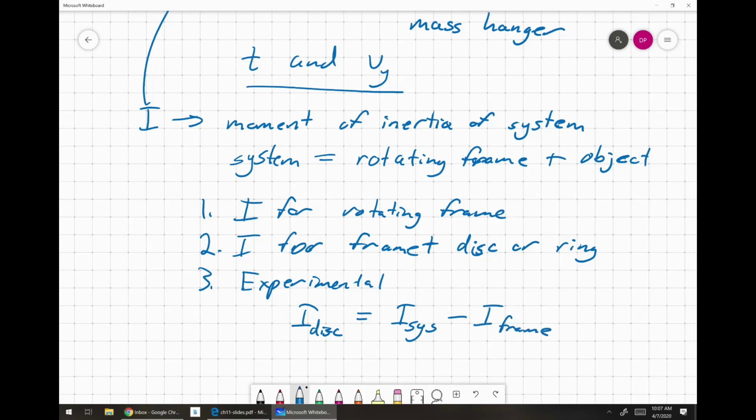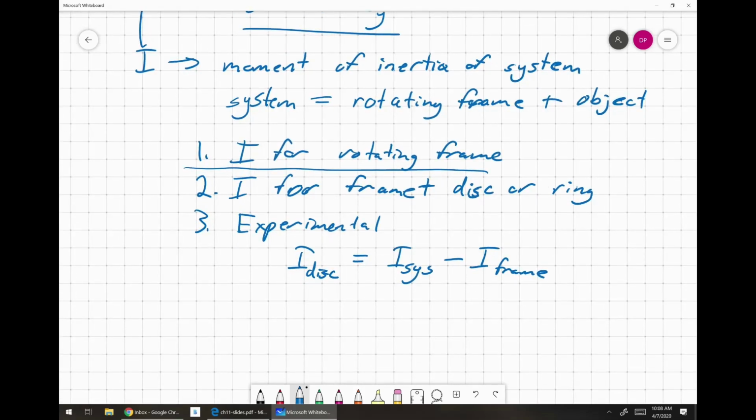So we have to take the moment of inertia of the frame by itself, and we have to subtract that out from our measurement when we have, say, the disk on the frame. Since the frame itself has mass and it is also rotating, its moment of inertia is going to contribute to our results. So we need to adjust this moment of inertia of our system by subtracting out the moment of inertia of the frame. And you have to do the same thing when we're considering the ring as well.